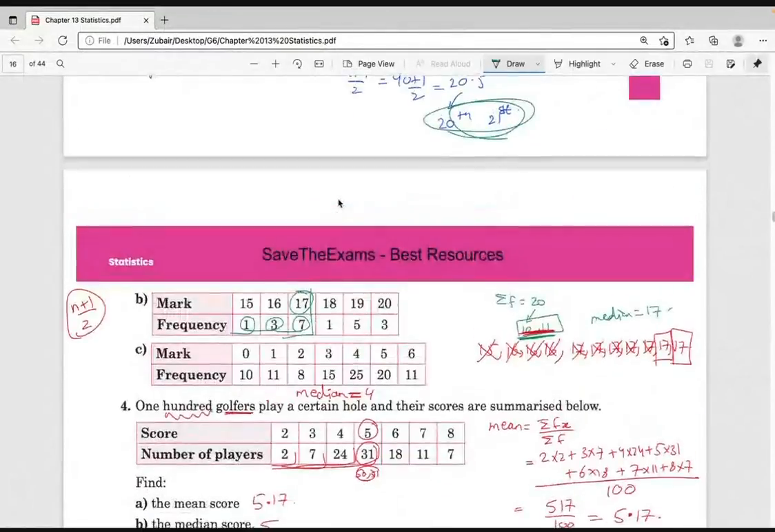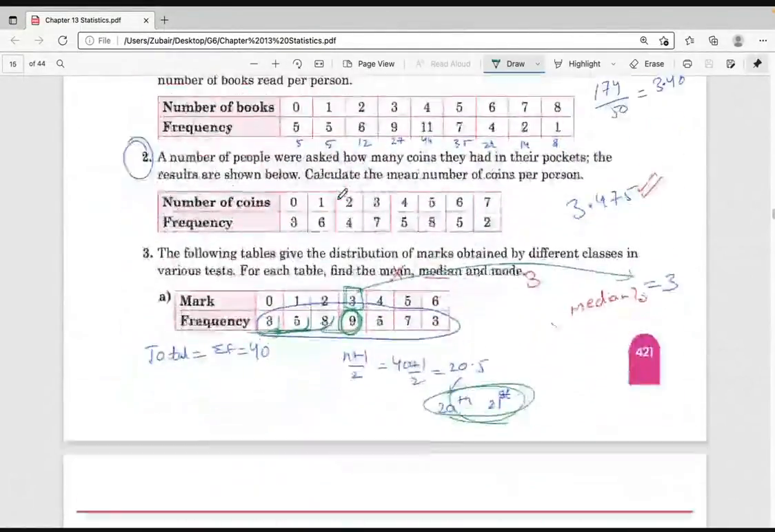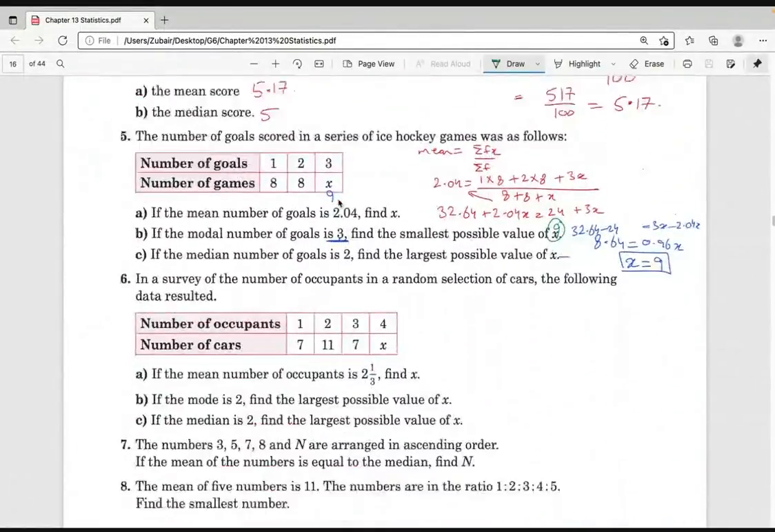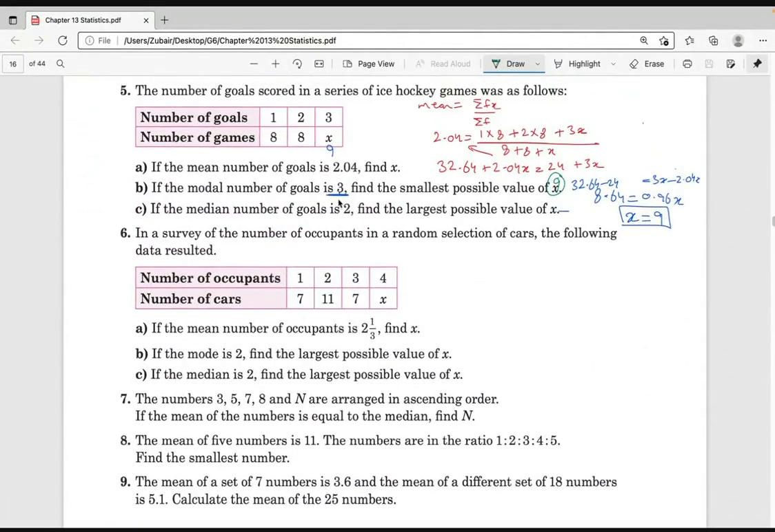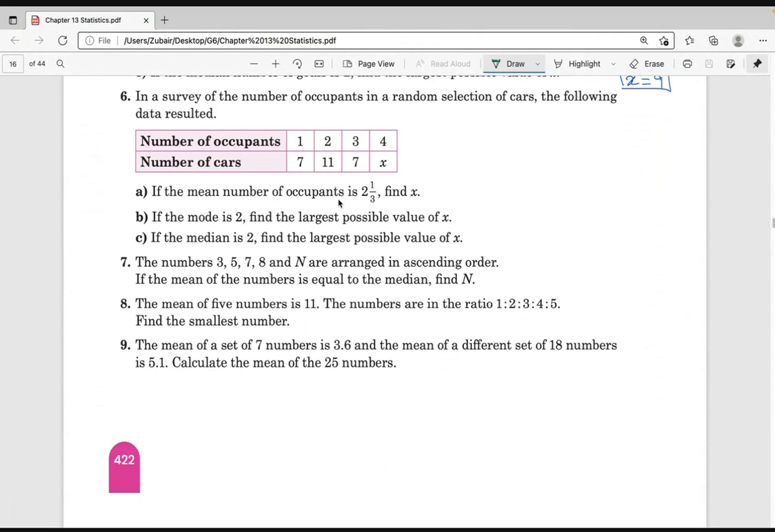This is 13.2b. Page number is 422. Question number 6. And do not forget that mean question, double mean, combined mean, kangaroo and leopards. Do retry that question and start from question 6 onwards.